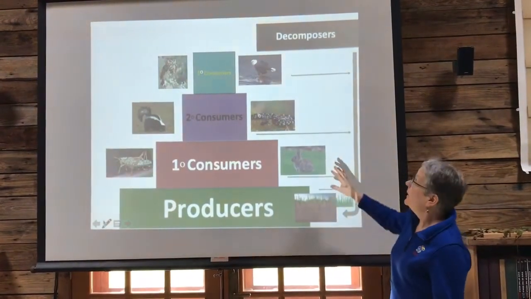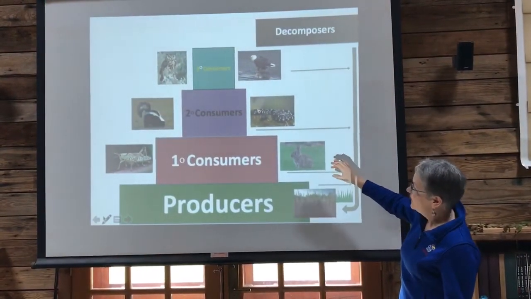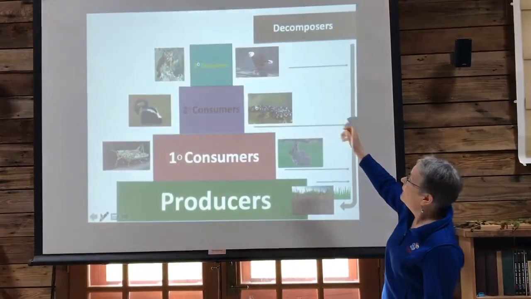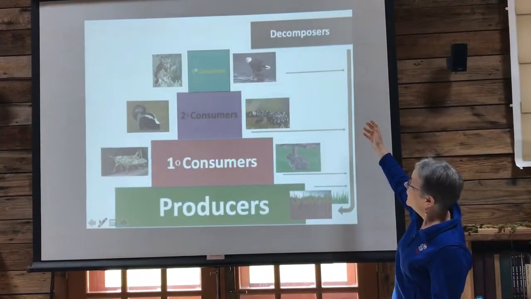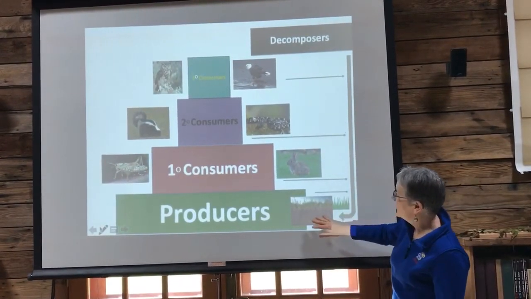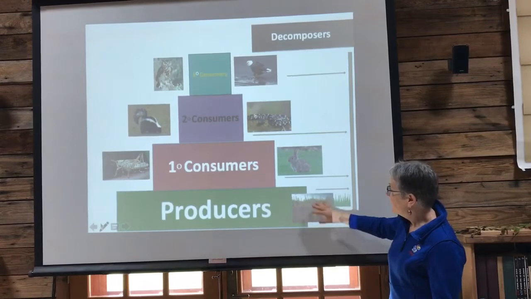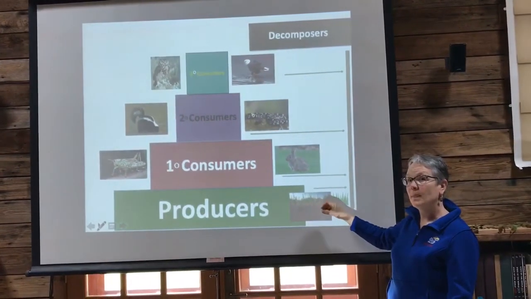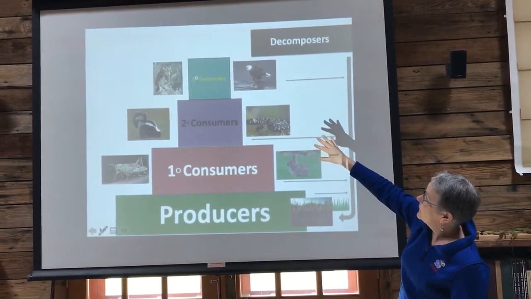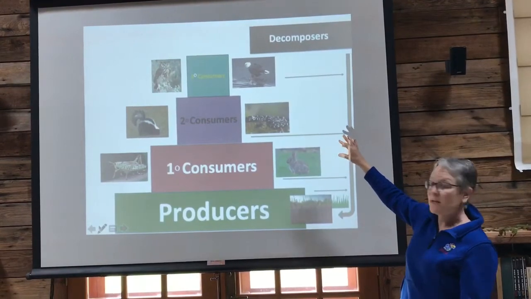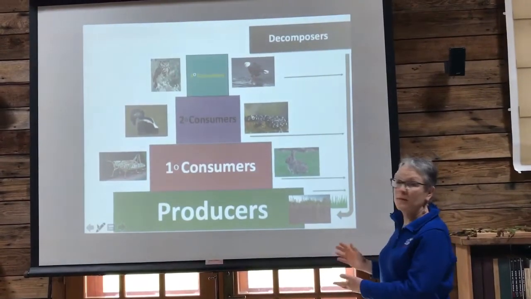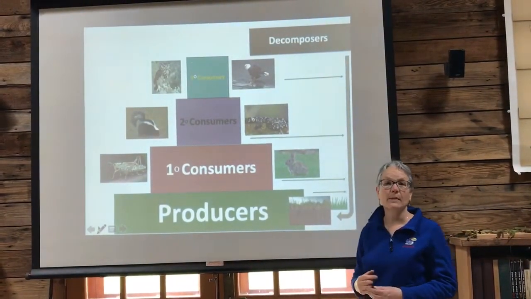And remember that the decomposers are organisms that break down the waste and the bodies of all the organisms at every trophic level, and bring all those nutrients back to the soil, so that the plants have the nutrients that they need to grow. So energy flows from plants up through all the different trophic levels, and then the decomposers break those nutrients down so that the cycle can continue.